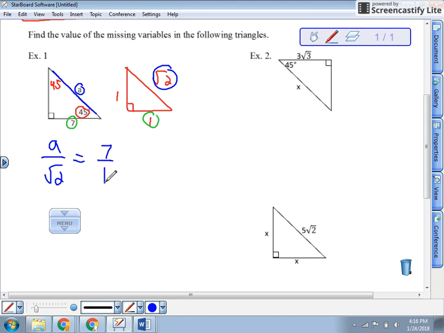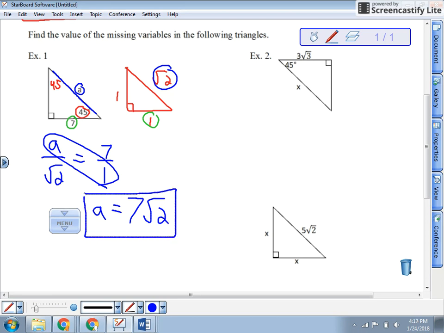Now the easy part: how do you solve any proportion in the world? That's right, you cross multiply. So A times 1 is just A, and 7 times root 2, you can just keep it as 7 root 2. You can give me a decimal if you want, but I prefer to just keep it simplified like that. So there is your answer. But notice we're always going to compare it to that standard 45-45-90 triangle.